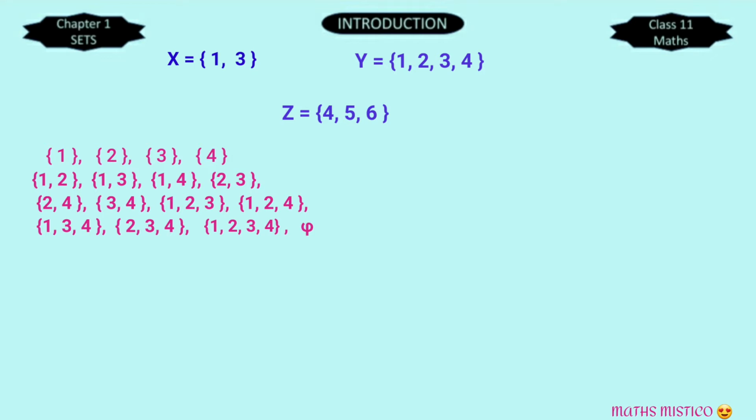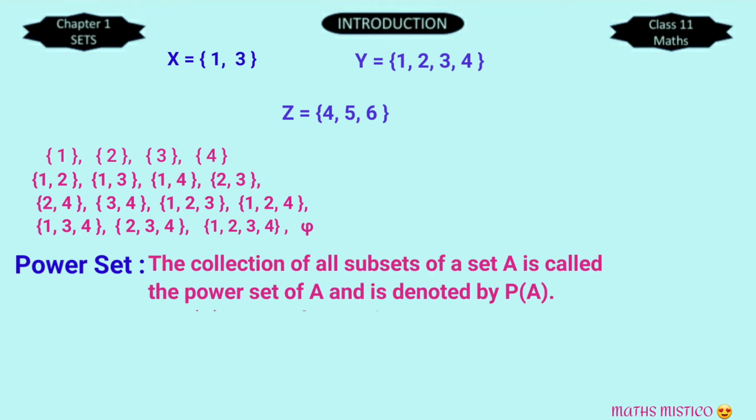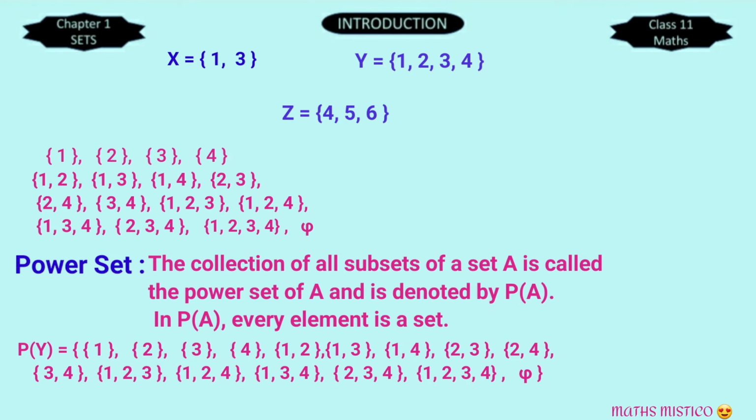If I make a collection of all these 16 subsets, I will get a set which is called the power set of Y. The collection of all the subsets of a set A is called the power set of A and is denoted by P(A). So P(Y) is equal to this. Please note that the number of elements in a power set depends on the number of elements in that set. So n(P(A)) is equal to 2 raised to power m, where m is the number of elements in A. As you can see in the above example also, n(Y) is equal to 4 and n(P(Y)) is equal to 2 raised to power 4, equal to 16. I hope all these definitions are clear to you.